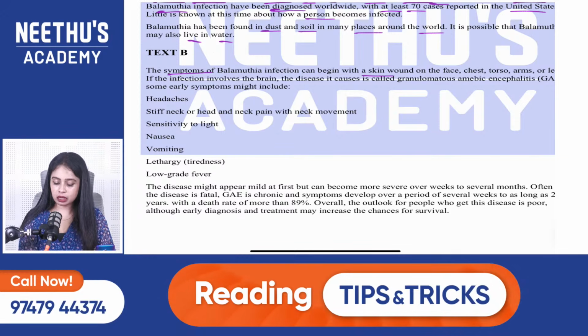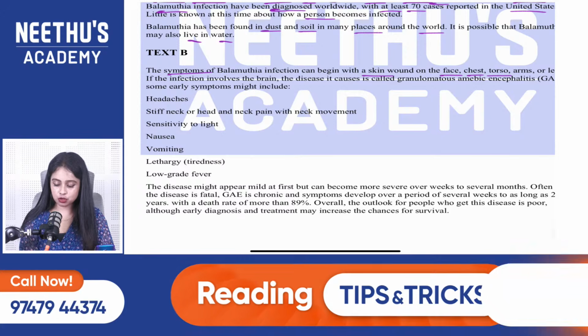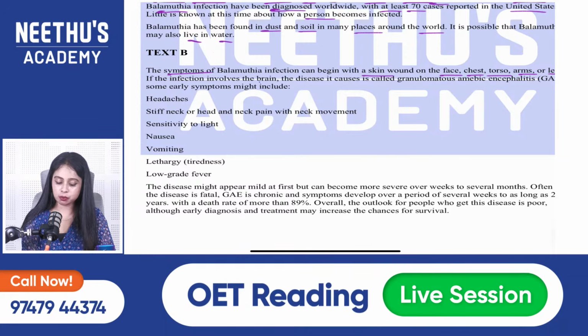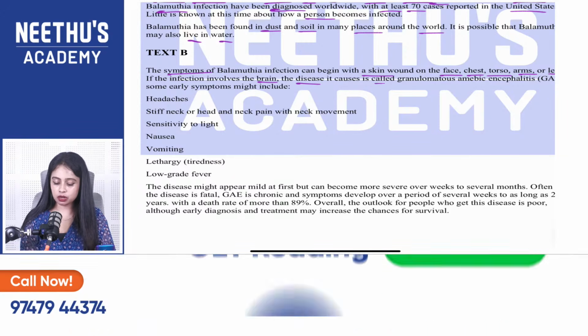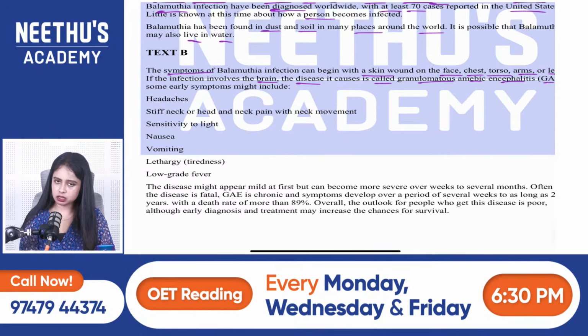It can begin with a skin wound on the face, chest, torso, arms or legs. The infection involves the brain. The disease it causes is called granulomatous amoebic encephalitis, that is GAE.